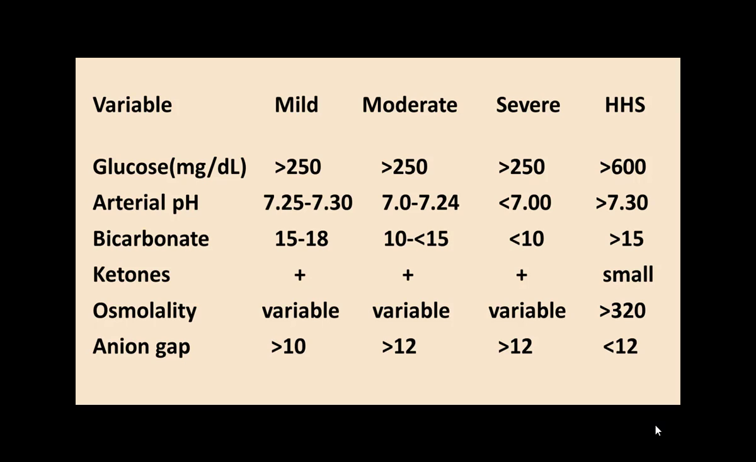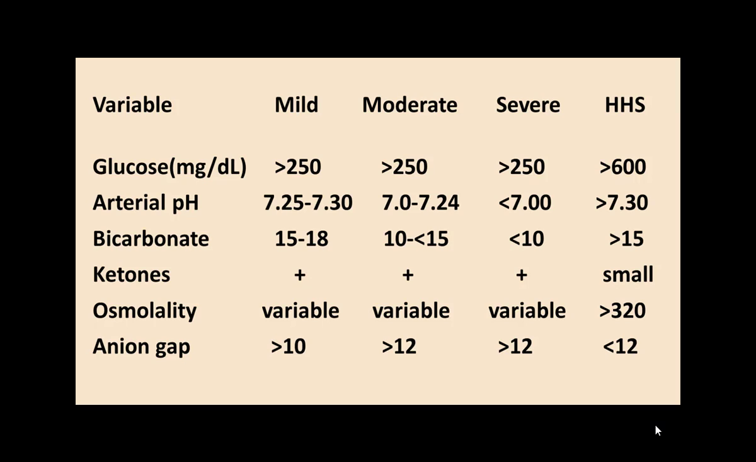If you have to categorize DKA and HHS, DKA is categorized as mild, moderate, severe, and this is based on your pH levels, on bicarbonate levels. So the pH would be 7.25 to 7.3 in mild DKA. It goes down to 7 in moderate, and in severe DKA it is less than 7 or even 6.9. Whereas in HHS it is around 7.3 or above.